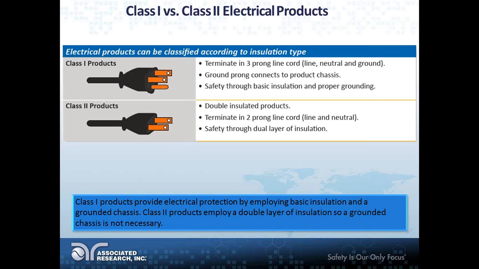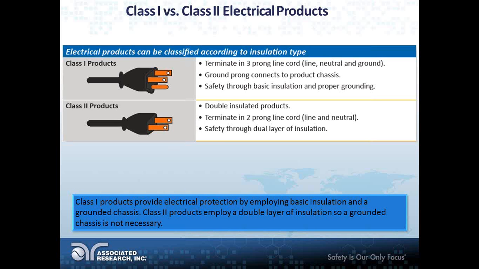On a class 1 product, I'm sure everybody in this room has seen both of these. It terminates in a 3-prong line cord. You see the 2 blades at the top? Those are your 2 standard blades. Those are your line and neutral, so your current carrying conductors. And then you've got that little guy on the bottom, usually round, and that is your ground. The ground prong should connect solidly to the product chassis. Remember, we were talking about those accessible points. That's what I mean. So basically what you have here is safety through a level of basic insulation and proper grounding.